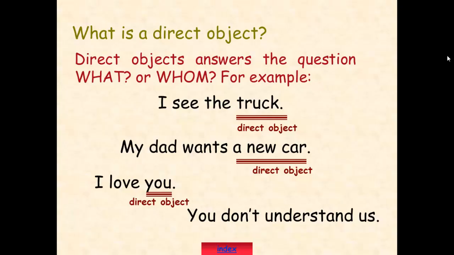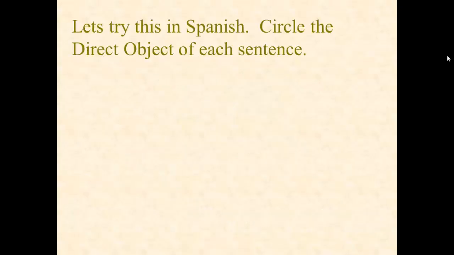You don't understand us. You is my subject, don't understand is my verb, and us in this sentence is my direct object. So what I want you to see is that truck, car, pen, pencil, t-shirt, socks, whatever it may be, it can be an item, but it could also be a person. Like I love you, or you don't understand us, or if I ask you, do you understand me? In that case, me would be the direct object. So it can be people as well.